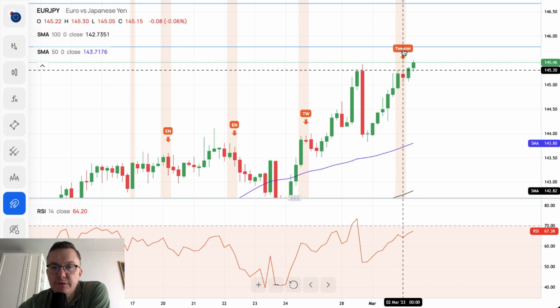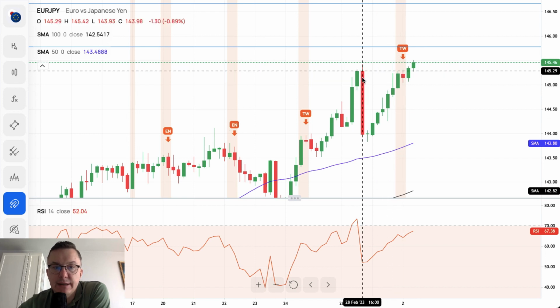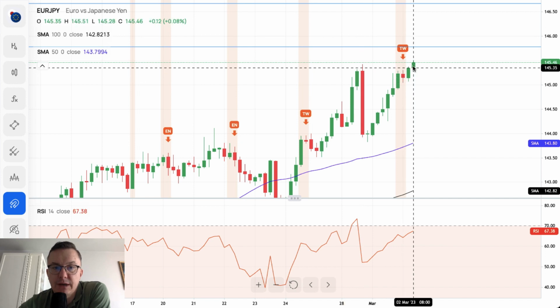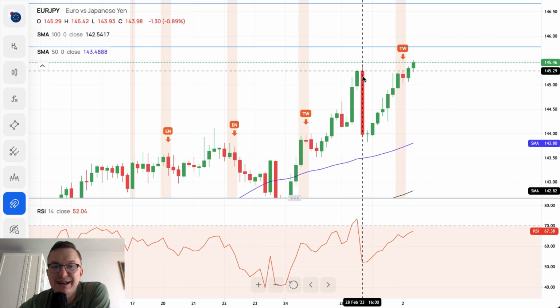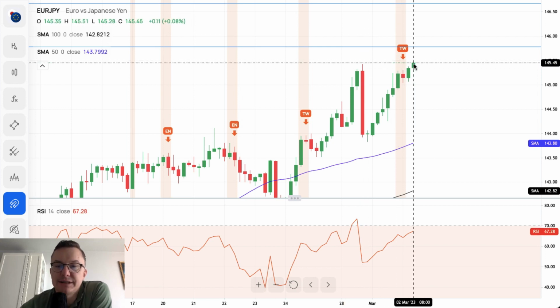We even have the tweezer top. Nevertheless, we are still moving higher. This high, 145.42, had been violated. We have 145.51 as the high. So it's 9 pips higher. There you go. This candle is already 9 pips higher.